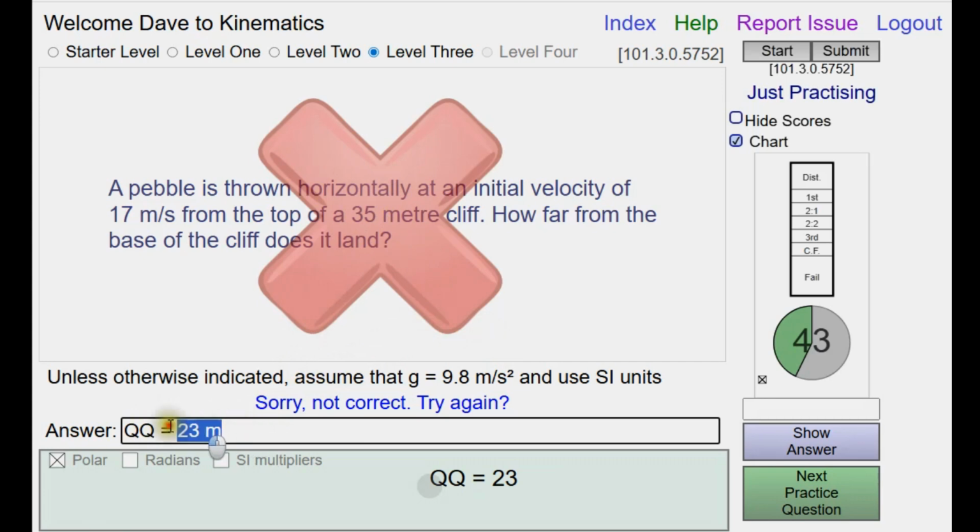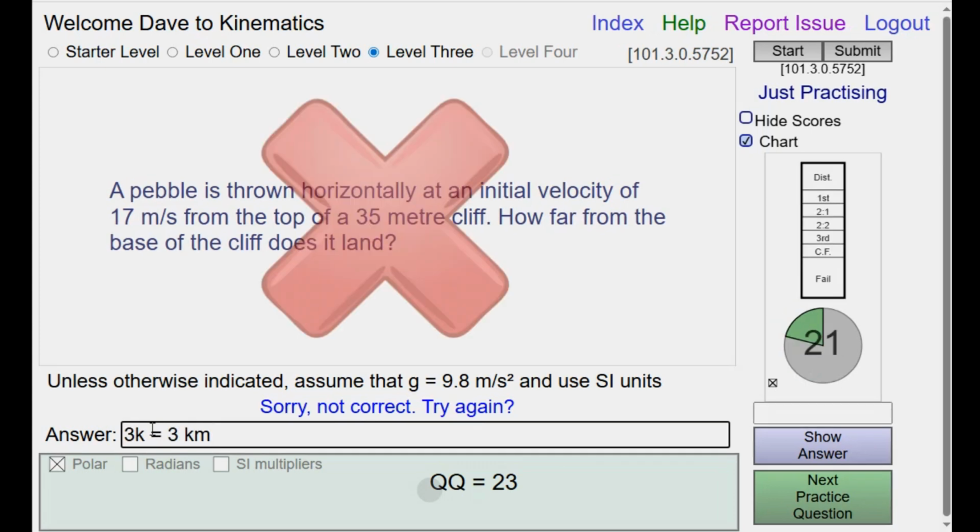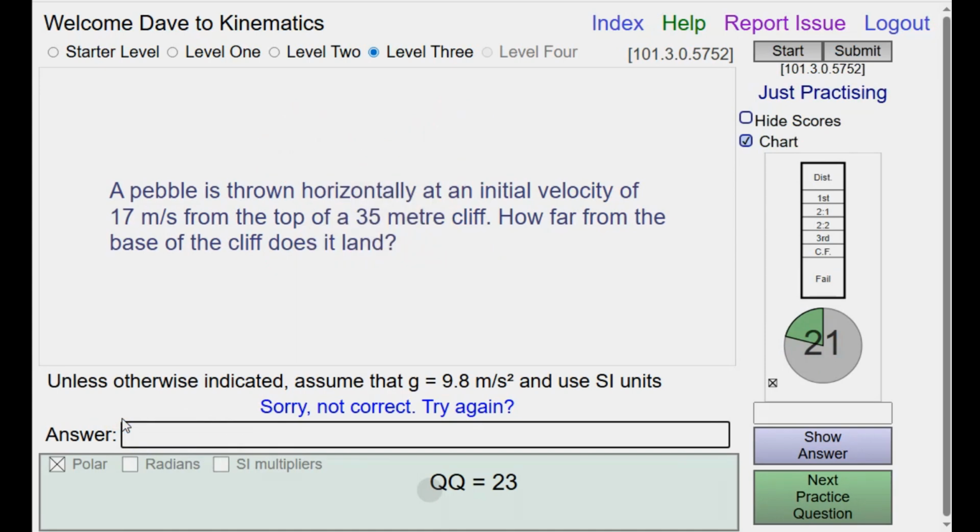Oh, and final tip. Never write units in the answer box. It causes real difficulties. Always just write the actual quantity. You can use SI multipliers. I could write 3K in there and it would understand that that was 3, in this case 1,000 kilometers, but never write the units in the answer box.